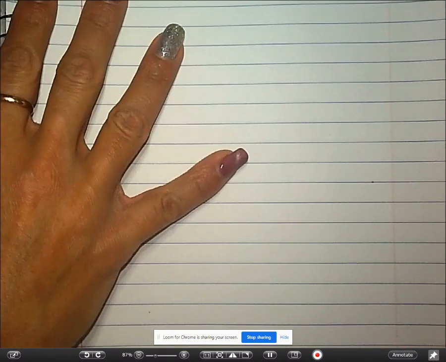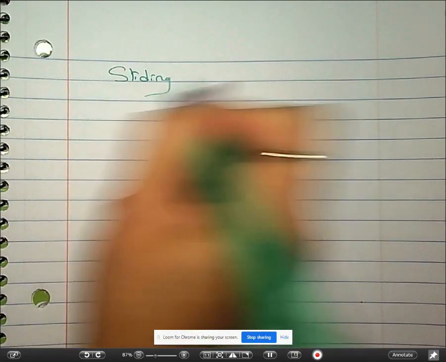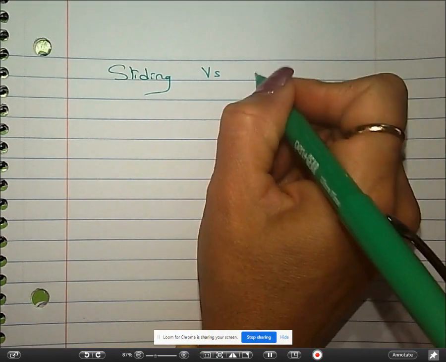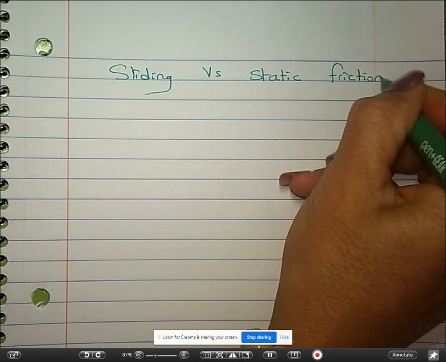Right, so we talked about the different kinds of forces, and there's one that I said I'm going to come back to later, which is the friction force. There are two kinds of friction force, as we said: sliding versus static friction. Okay, what is the difference?